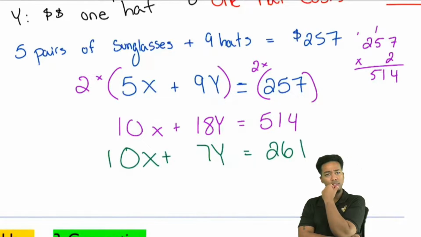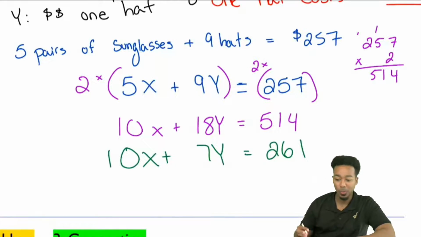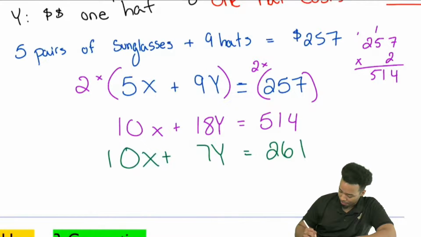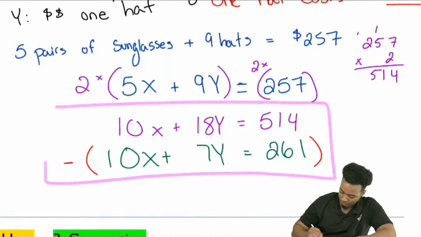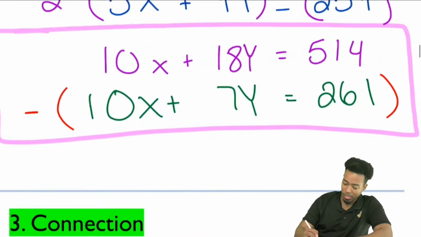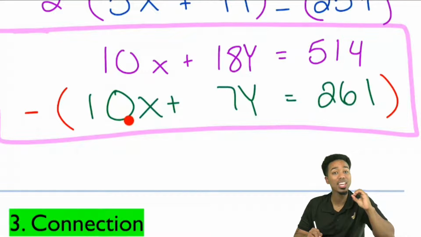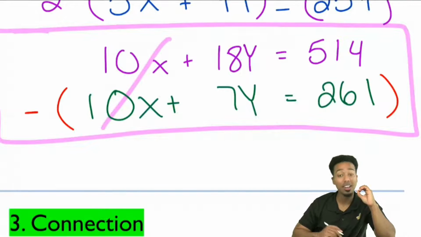Everyone, could we subtract these now? Could we? Yeah, we absolutely can. And we will, because watch this. I'll use red. If I subtract these, and again, I'm only focusing on these two right here. I can subtract these now because when I do, everybody, what's 10x minus 10x? What happens? Exactly, Jocelyn. 0. It cancels out. So that x is gone.